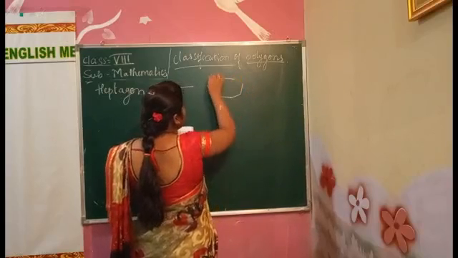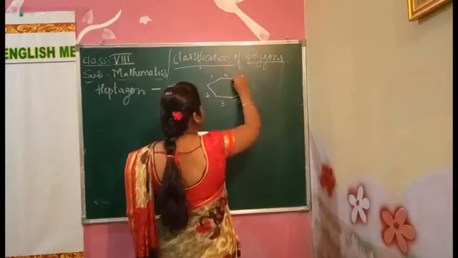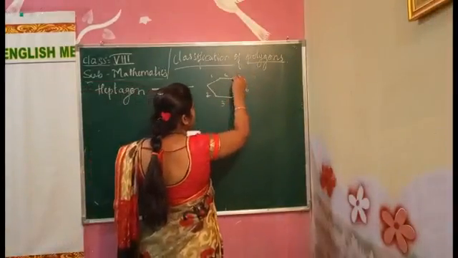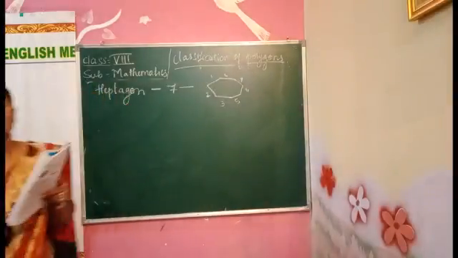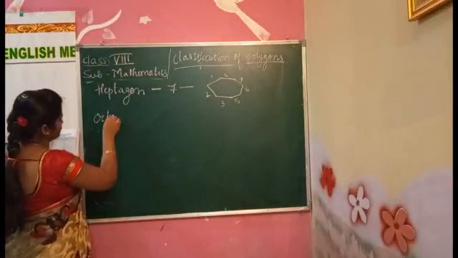Okay, 1, 2, 3, 4, 5, 6, 7. It may be like this also. It may be in any other shape also, but the sides have to be 7. Next one, octagon.